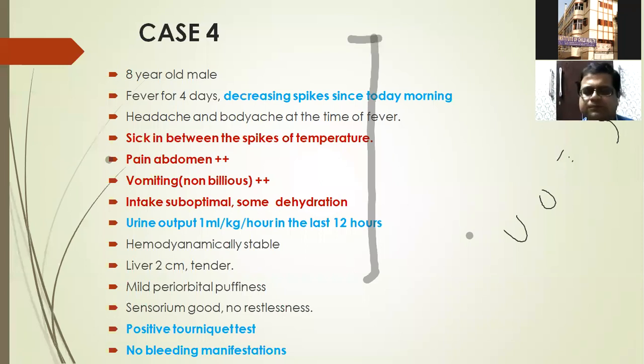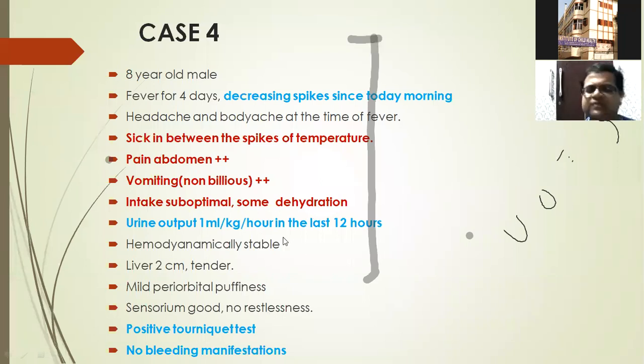There's pain abdomen. There's vomiting, non-bilious. Intake is suboptimal. Some dehydration is there. But still, he is hemodynamically stable. Liver is 2 centimeters, tender. There's a mild periorbital puffiness. That's a new thing. Sensorium is good.